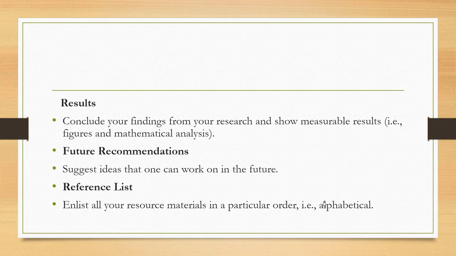Reference list. Arrange all your resource materials in a particular order, alphabetical. Alphabetical order means the names of the books, journals, or research that start with A are put in the first category, then B second, C, and so on. All the books, research, and magazines from which the researcher has taken help shall be written in alphabetical order at the end of a term paper. That is called the bibliography or reference list.